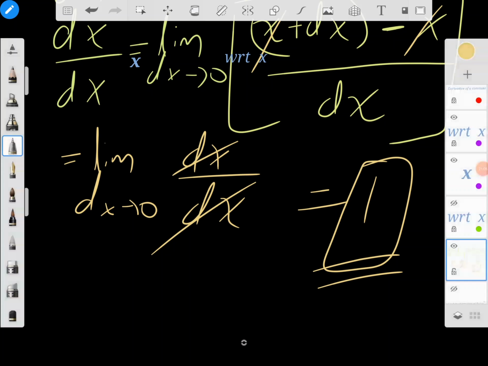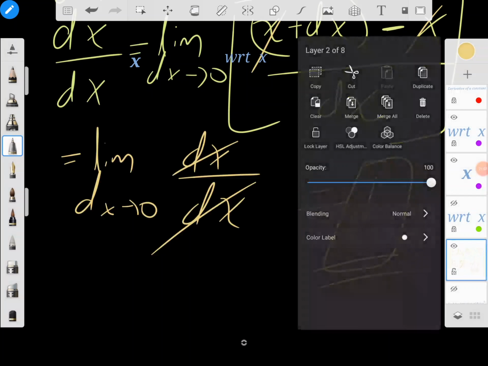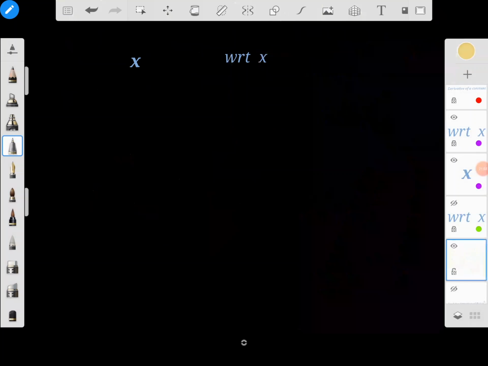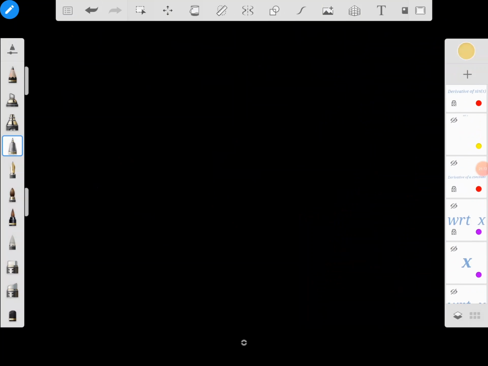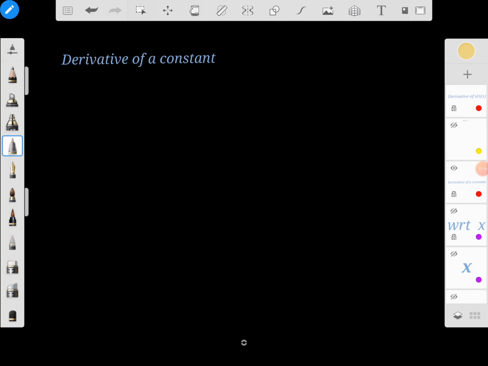Now let us look into another question. What about the derivative of a constant?